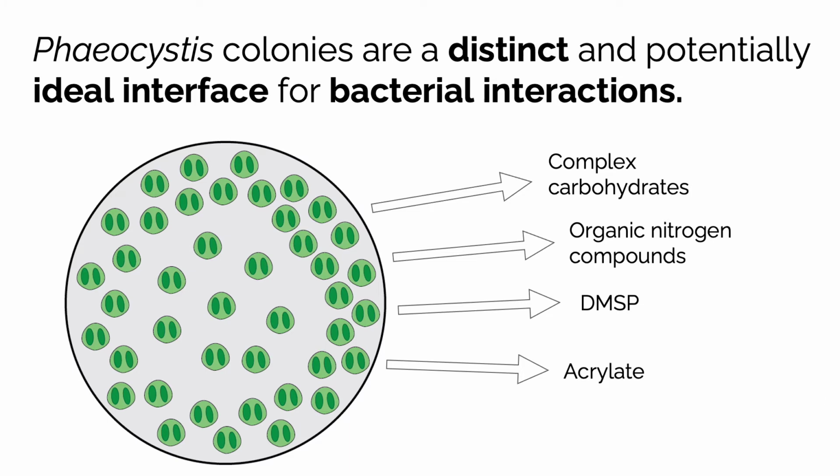And this is despite the fact that the Phaeocystis colony represents a distinct and potentially ideal interface for bacterial interactions, partly because it is large and sticky, making it a good attachment site, but also because it is full of complex carbohydrates and organic nitrogen that can be food sources for bacteria, and Phaeocystis is a copious producer of DMSP, which can be a bacterial attractant, and lastly because the colony contains acrylate, which might selectively deter some bacteria.